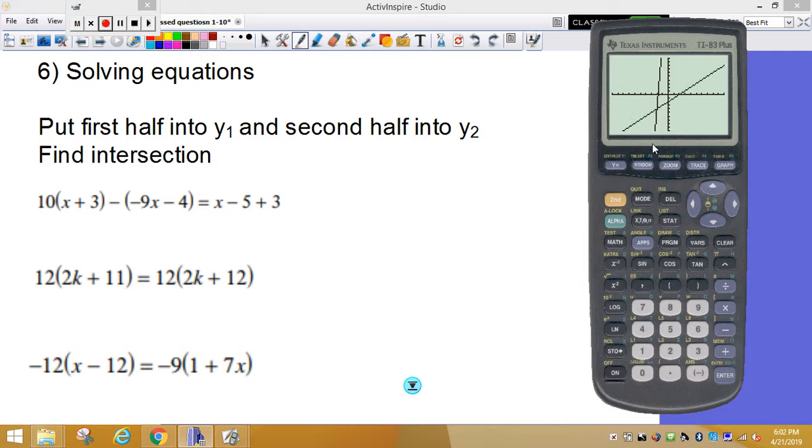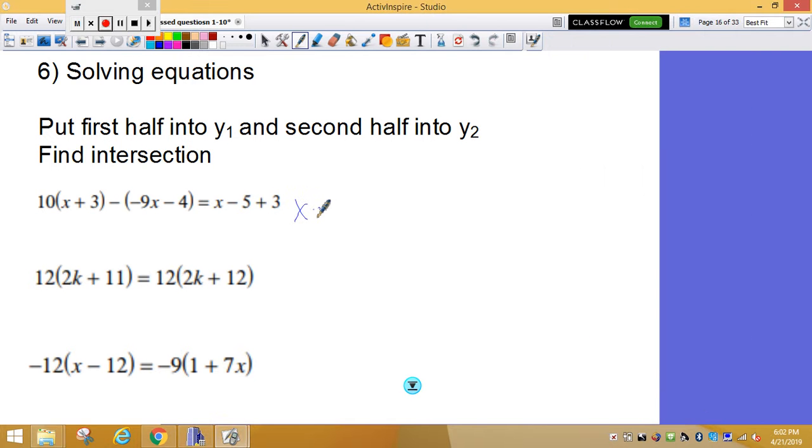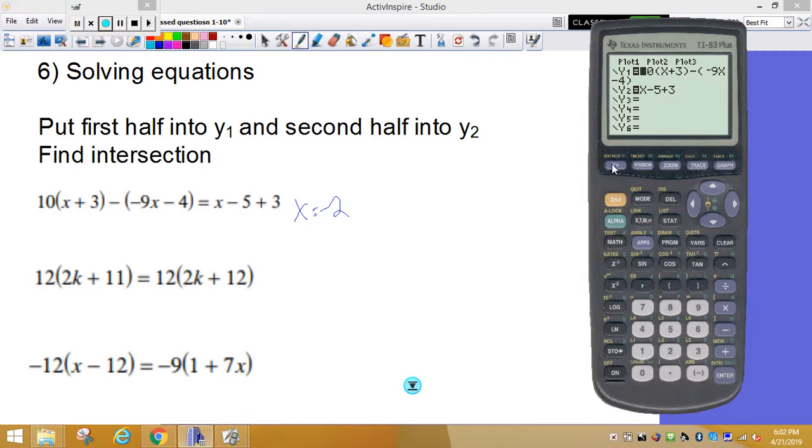All right, where they cross, that is my answer. So I'm going to do second trace. I want their intersection. And I just want the x. X is at -2. Okay, let's do the next one. What do we got? 12. Remember, you can't type a k, so we're always going to do an x. So 2x plus 11. When you see an equal sign, hit enter. I'm going to type again. 12 parentheses 2x plus 12. Graph that.